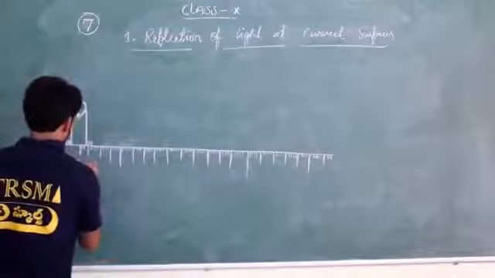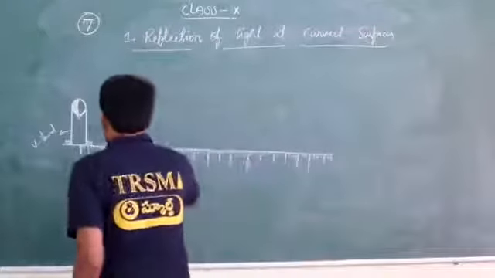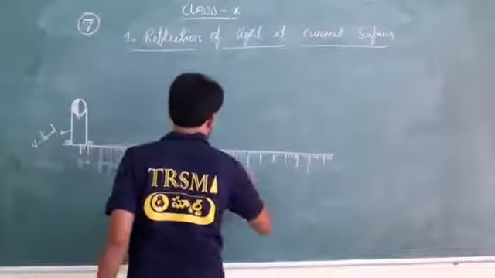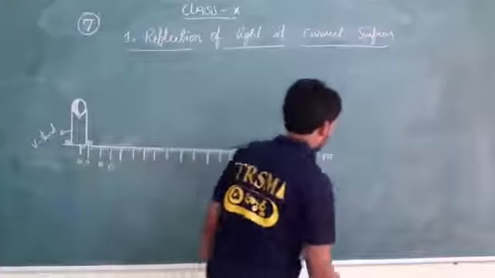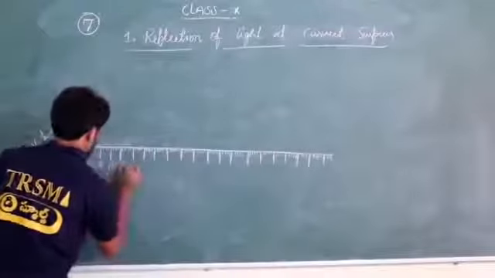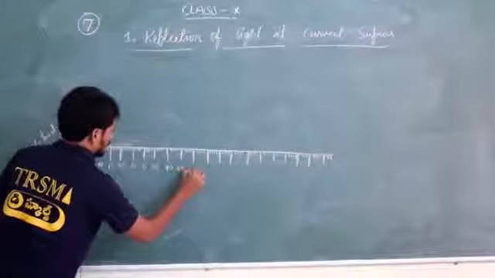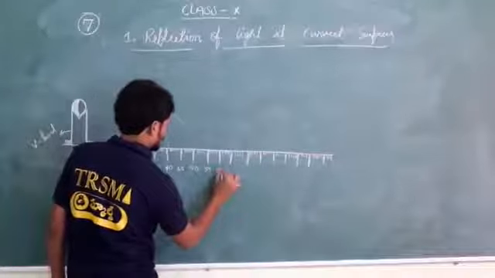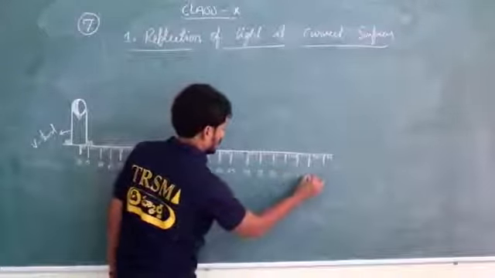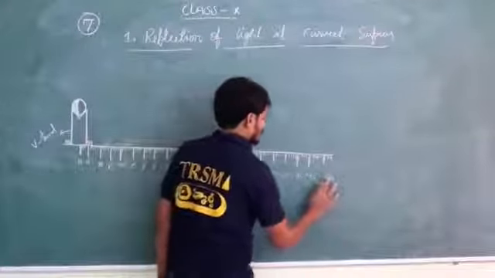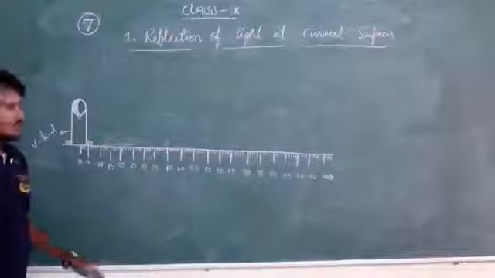Like that: 0, 5, 10, 15, 20, 25, 30, 35 and so on, 40, 45, 50, up to 100 centimeters. So this is our meter scale, which we have arranged on the table.